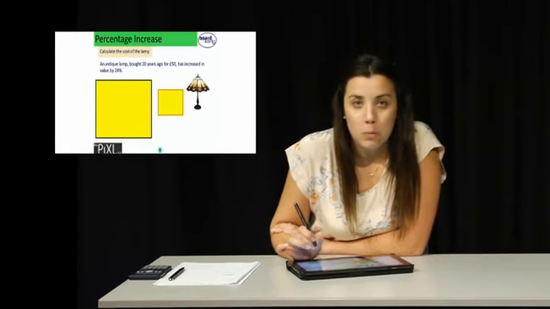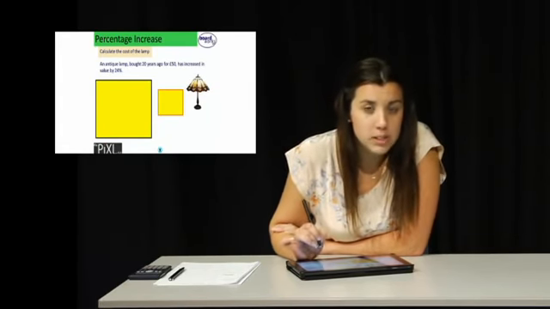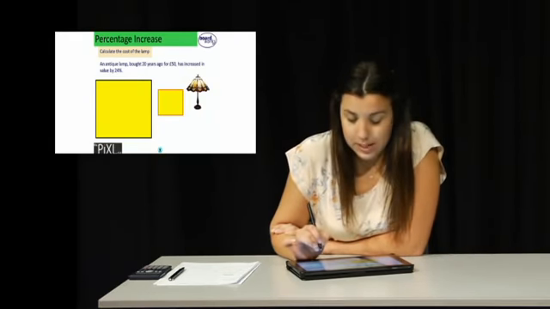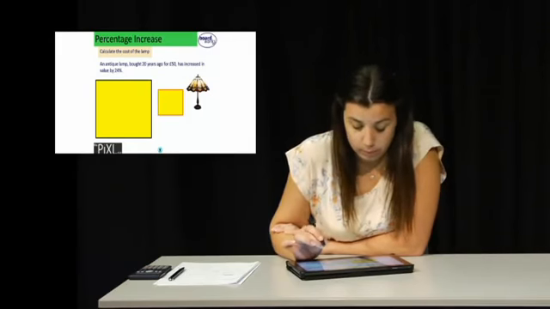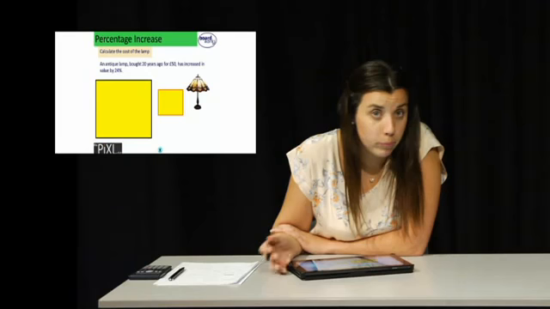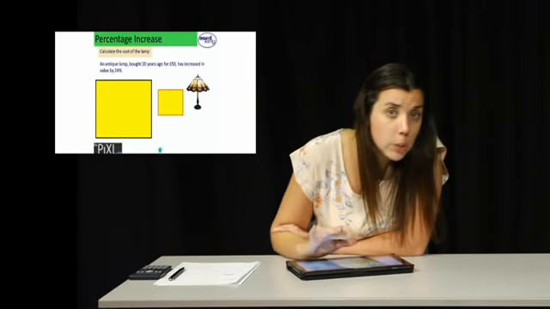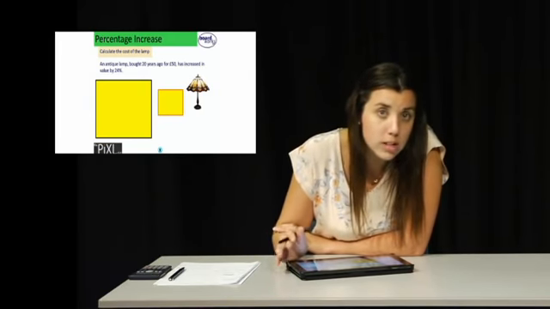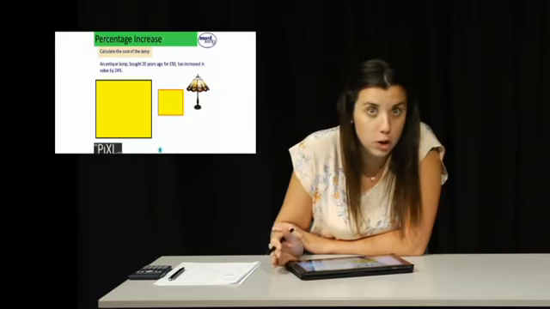So what we're going to look at now are some percentages. We're going to start with some simple percentage increases. The first question I've got for you is calculating the cost of a lamp. This antique lamp was bought 20 years ago for the cost of £50, and it's increased in value by 24%. I want to know what the price of the lamp is now. You can use a calculator, you can do it without a calculator, any method you want. I'm going to give you 2 minutes. What is the new price of the lamp? Off you go.